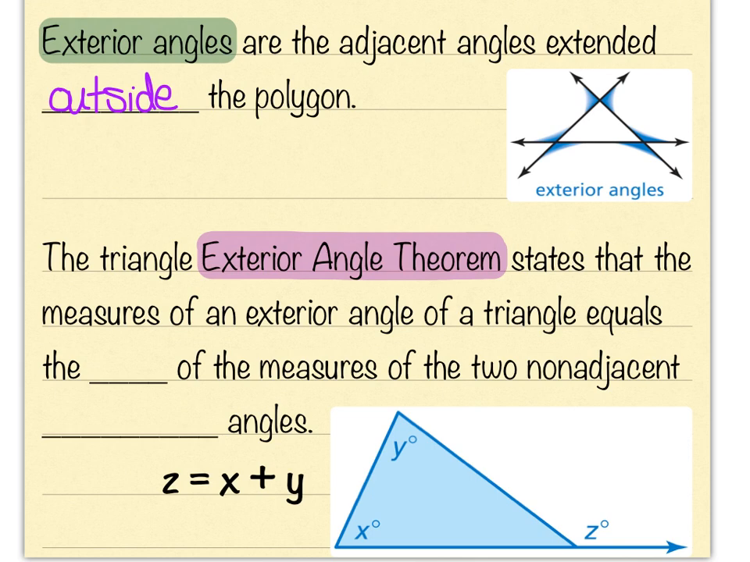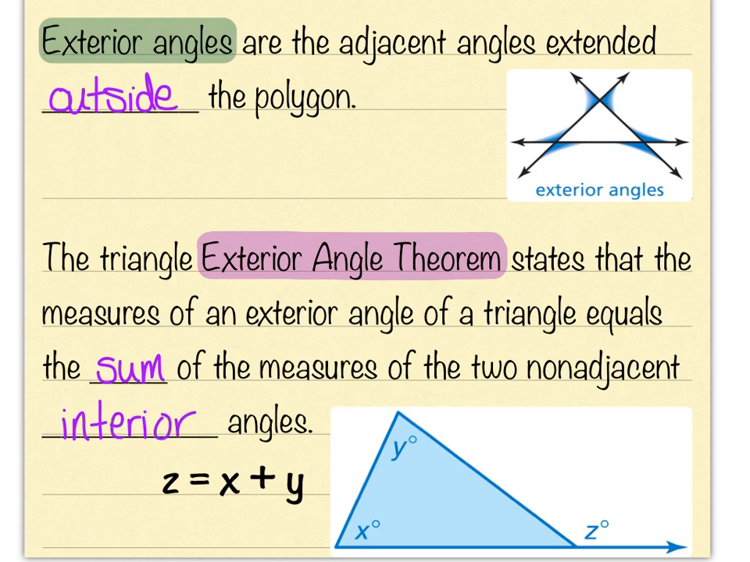And so we have a theorem that says the triangle exterior angle theorem states that the measure of an exterior angle of a triangle equals the sum of the measures of the two non-adjacent interior angles.